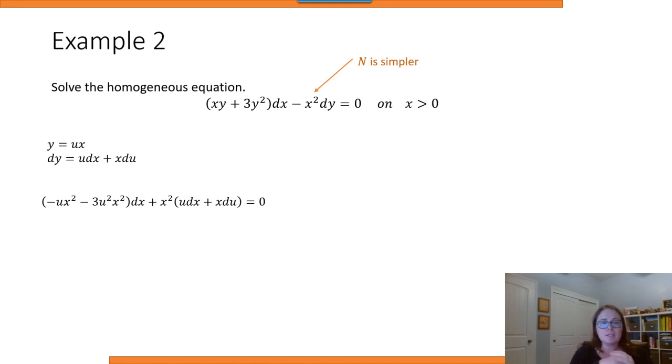And if I start looking at this, I can distribute everything out. I notice I have a negative ux squared that's going to be multiplied by dx. And in the second term, I've got a ux squared dx as well. So those are actually going to cancel out. And I end up with just negative 3u squared x squared dx plus x cubed du from distributing the x squared in that second term.